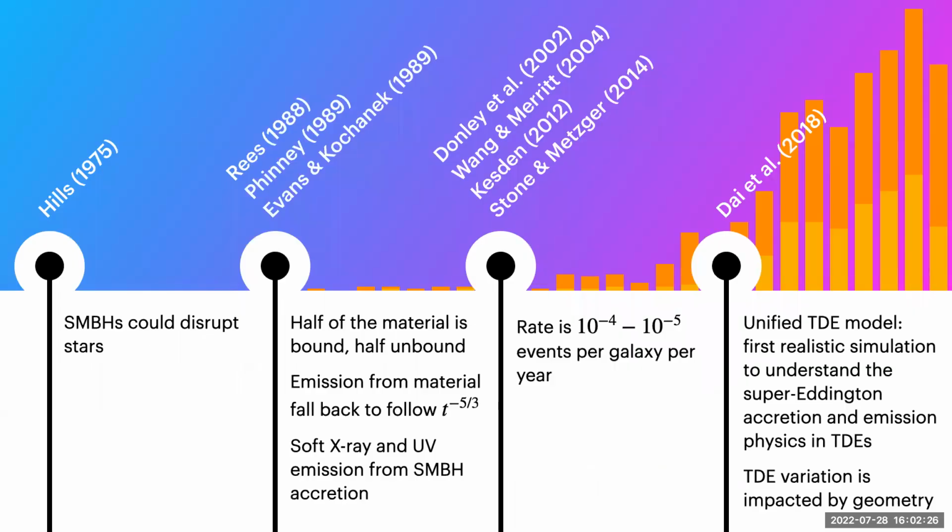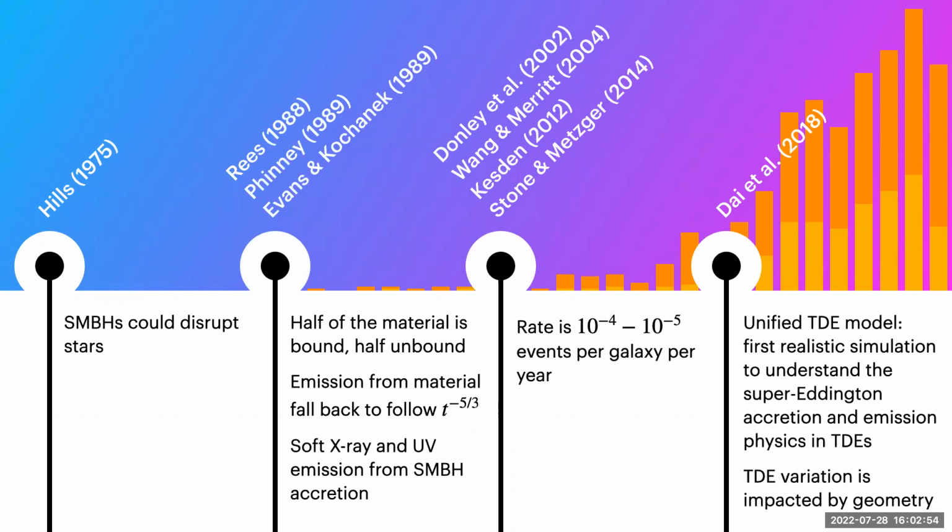Just some historical context, right? So way back in the 70s, we had the first implication that supermassive black holes could disrupt stars. It wasn't until the 80s that we started getting some theoretical foundation for how this happens, right? What happens to debris, how the emission behaves, follows this negative 5/3 power law decline. Emission primarily happens in the UV and X-ray.